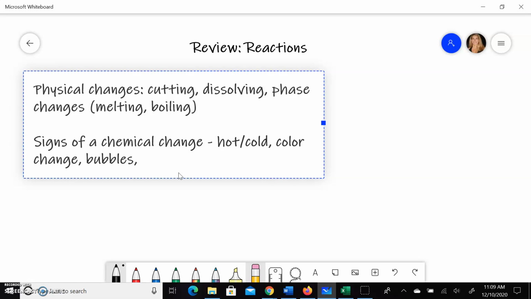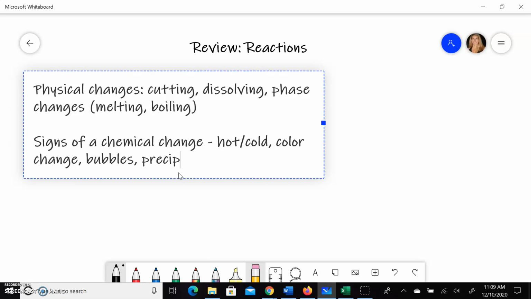If you have two things at room temperature and they produce bubbles, so fizzing like the common baking soda and vinegar experiment, that's going to be a chemical change as well. But you do have to be careful with this because when you boil water, you will see bubbles as well. And like I said, boiling is a physical change, so you do have to be careful with that particular one.